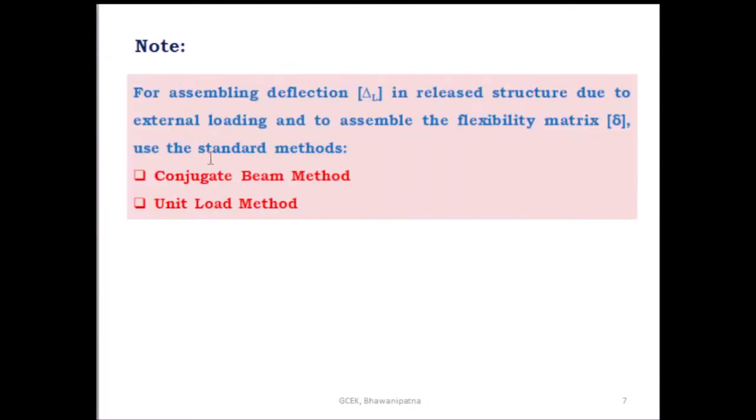And these are the points you have to remember for assembling the deflection in the released structure due to the external loading, and also for assembling the flexibility matrix. You can use the conjugate beam method or the unit load method to find out the deflection due to the external loading and the deflection due to the redundant forces. So you have to know this method to find out the deflection by taking the loads or the redundant forces. Any one method you can use for the analysis of any structure.